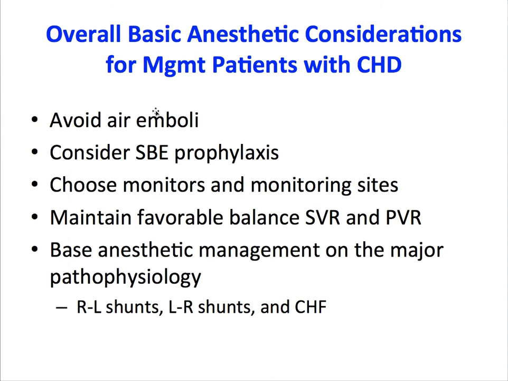So if we summarize some of the overall basic anesthetic considerations for management of patients with congenital heart disease: 1, avoid air emboli. Make sure your IVs don't have any air in them, because that air can go through your IV into the right heart, cross into the left heart very easily in the case of defects in the chambers of the heart, and get down the coronaries or up to the head, for example. Bacterial endocarditis prophylaxis should be thought about frequently.